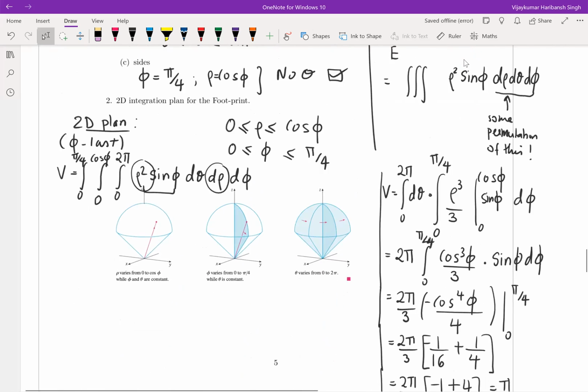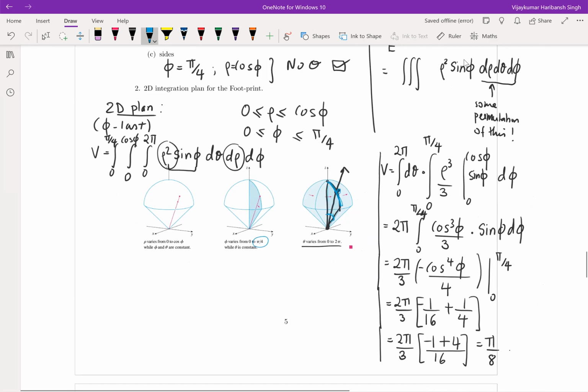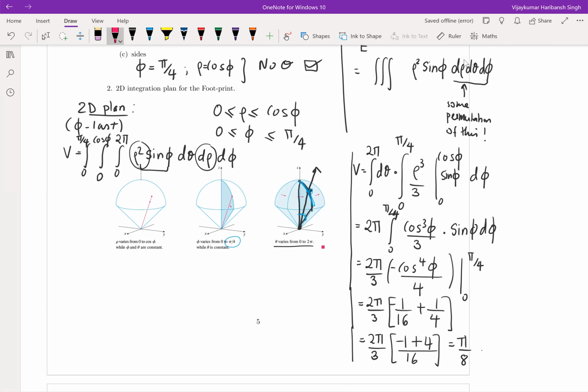Now you can basically think about it in the following way. We took theta from 0 to 2 pi, so we took a theta slice first. Then we took a rho slice. The rho slice goes from here to here. That means rho goes from 0 to this side, which is given by cos phi. And then we looked at phi. Phi goes from 0, where the angle is 0, to pi by 4.